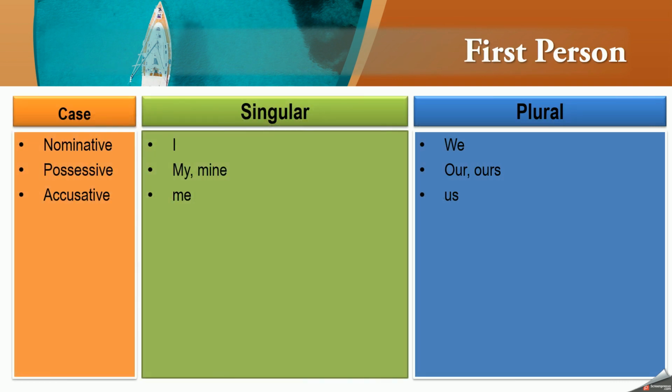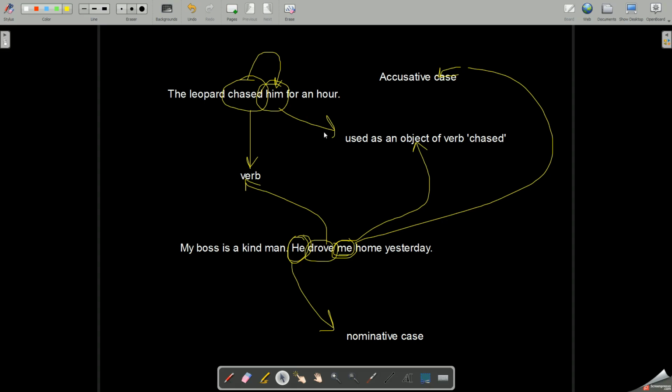Now first person, take a look at these few things. Nominative case I, which is the singular form of first person, and its plural form is we. Possessive case my, mine, plural becomes our, ours. Accusative me and us.